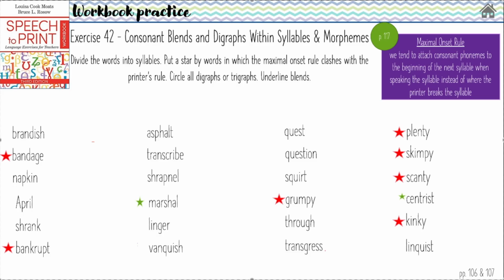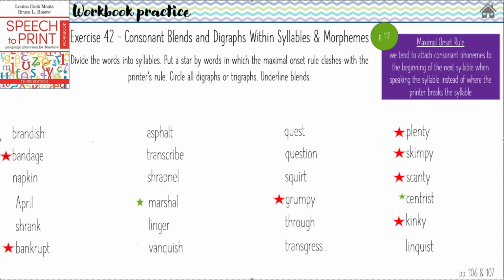Now, there is a weird occurrence that happens in our English language called a maximal onset rule. We'll talk a little bit more about that in chapter 5, but the biggest idea is that we tend to attach consonants to the beginning of the next syllable if we're speaking the syllable, instead of where we break it when we're writing it. So this is one of the reasons why when we're talking about syllables from chapter 3, we don't want to find where the syllable is located based on how we say it. That's not how we write it. Now, why do we care?